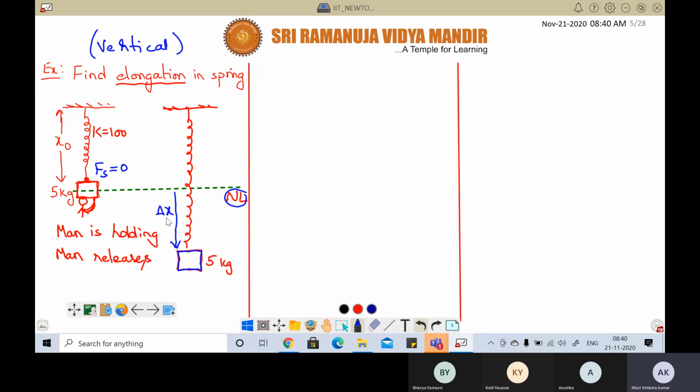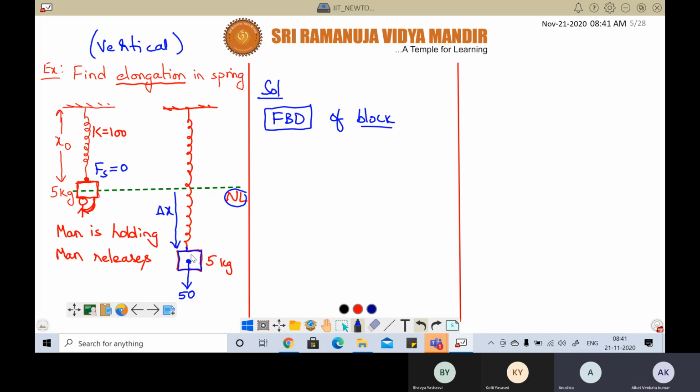So what is this delta x they're asking? To solve any problem, only one step: draw the free body diagram. This is the heart of Newton's laws. If you know how to draw a free body diagram, it's over. So tell me, in the free body diagram of the block, what is the first force? Gravitational force. How much? 50 Newton.